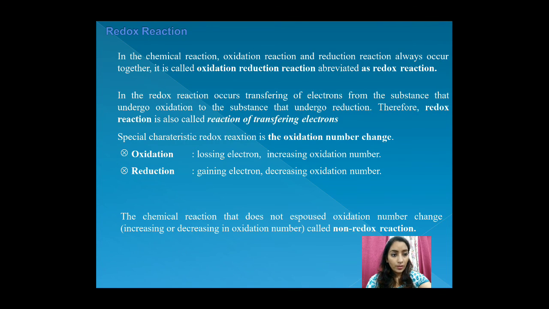Redox reaction. What is a redox reaction? In a chemical reaction, oxidation reaction and reduction reaction always occur together. I have mentioned this multiple times. It is called the oxidation reduction reaction. And in short form, we can say this is a redox reaction, where reduction and oxidation occur together.